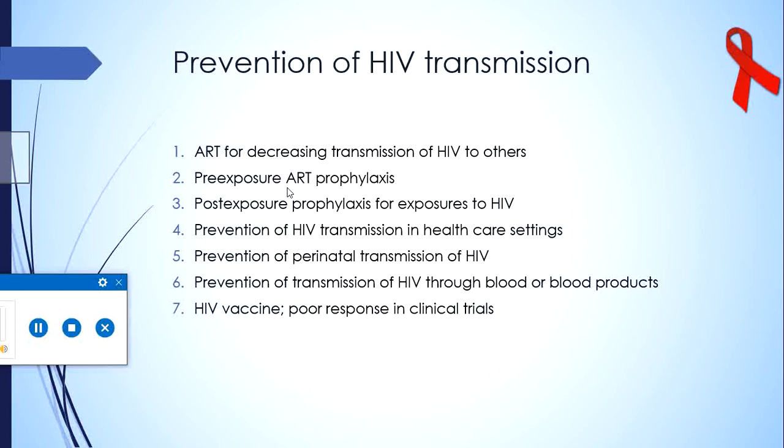Now finally, prevention of HIV transmission. There are several measures we can take for prevention of HIV transmission. For example, antiretroviral therapy for decreasing transmission of HIV to others. For example, people who are positive and have sex with other people who are negative. To prevent transmission, they can start antiretroviral therapy so that their viral load is decreased and their chances of transmitting the disease are low. The same applies for those HIV infected patients who are drug users and share their needles with others.